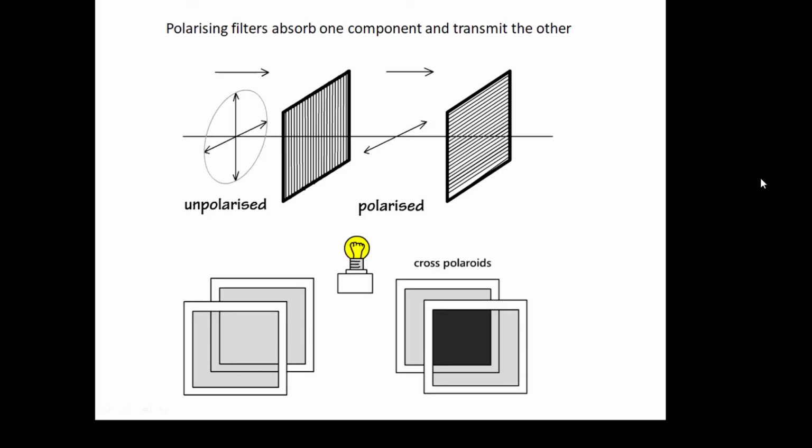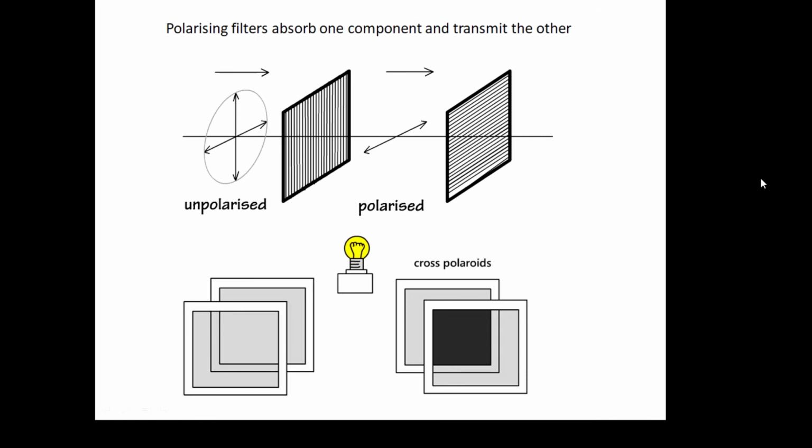Now, polarizing filters will absorb one of the planes. So if you have some unpolarized light and it goes through a polarizing filter, then it will absorb one of the planes. In this particular case, the first filter absorbs the vertical plane and lets the horizontal plane through. Then if you have another polarizing filter that absorbs the horizontal plane, then nothing would get through. We call that cross polaroids.